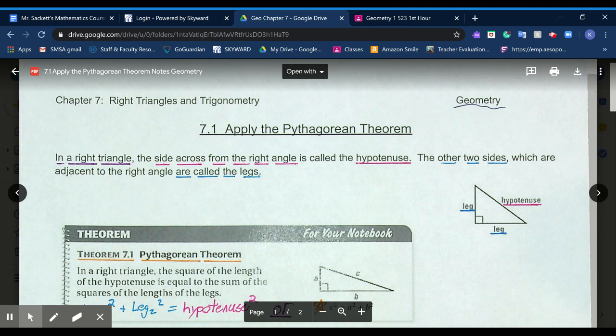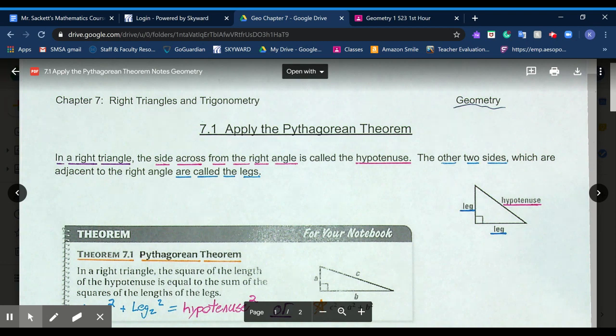Again, the Pythagorean theorem we talked about a little bit earlier this year comes from the Greek mathematician Pythagoras, and it is related specifically to right triangles. It does not work with other types of triangles, only with right triangles. What Pythagoras' theorem originally was based around was the idea of hypotenuses and legs.